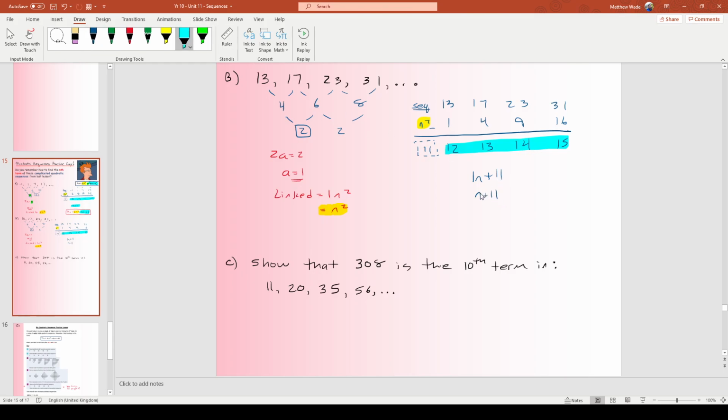Well, guess what, buddies? That's the nth term of the leftovers. So to get the final nth term, the final answer is this. It's the two together. It's n squared from the yellow plus n plus 11 like a boss. The two parts together. Cool? Hopefully that's okay. That was way quicker that time for me, so I hope that that's still okay.